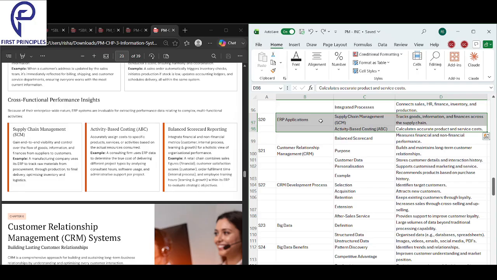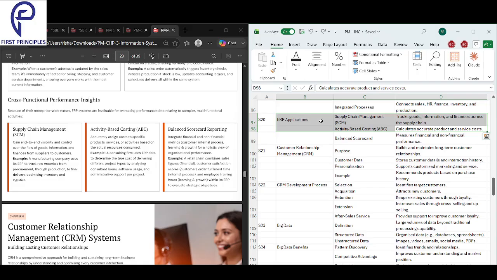First is supply chain management. Second is activity-based costing. Supply chain management tracks the goods, information, and finances across the supply chain. Activity-based costing calculates accurate product and service cost. That is activity-based costing. So one is supply chain management, one is activity-based costing.